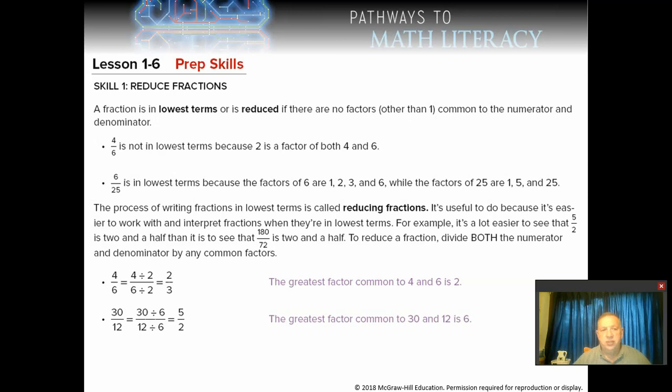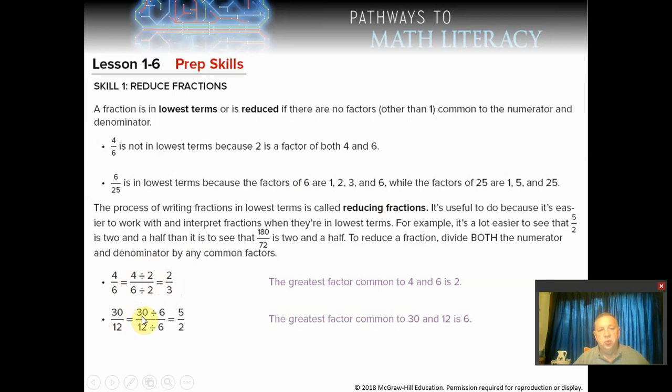So here's that 4/6 again. That common factor is 2. I'm going to divide 4 by 2. That's 2. And I'm going to do the very same thing to the bottom. 6 divided by 2 is just 3. And then there are no other common factors except 1 and 2, 1 and 3. The 1, we don't worry about that one.